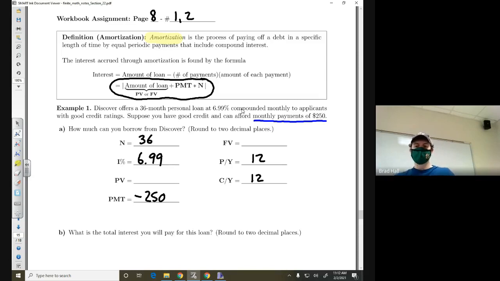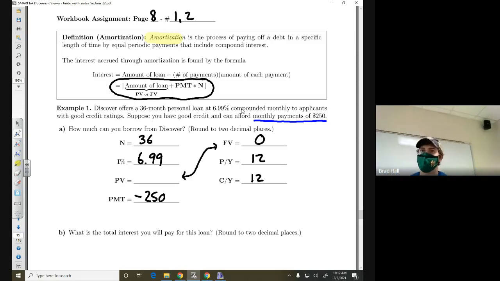So now we get down to PV and FV. Remember, PV and FV, these are closely related. One of them should always be 0, and the other one should, well, not be 0. So how much can you borrow from Discover? Someone who's not you, because you probably know it. Which one of these should be 0? What's that? Future value. Future value should be 0.